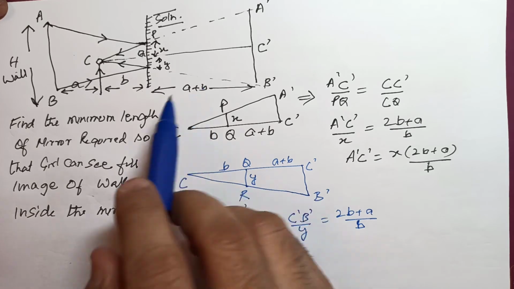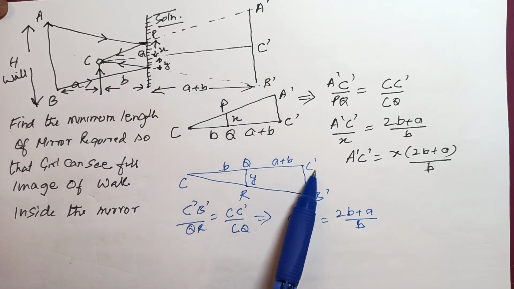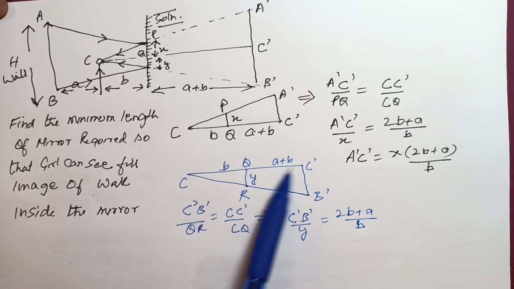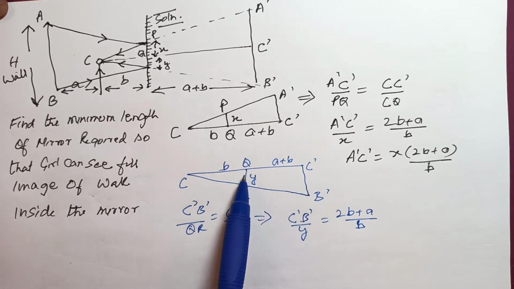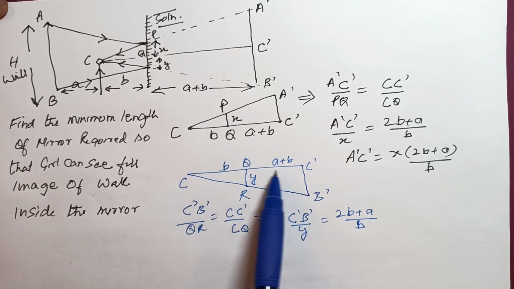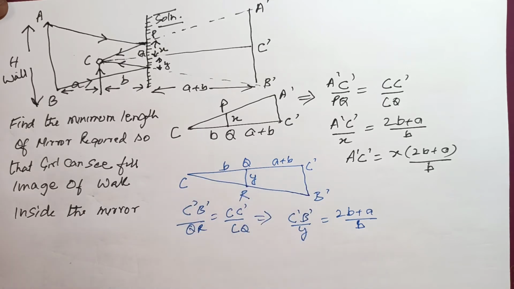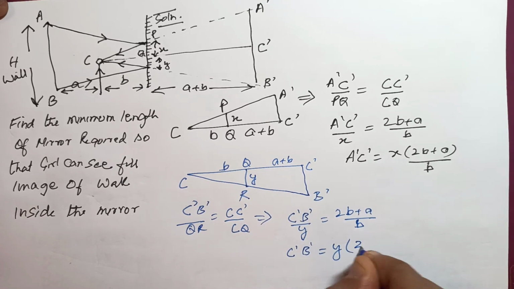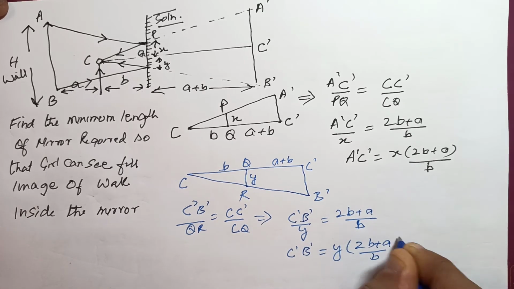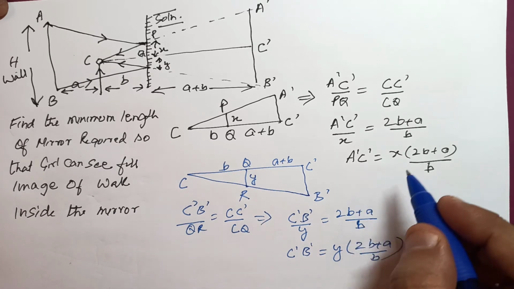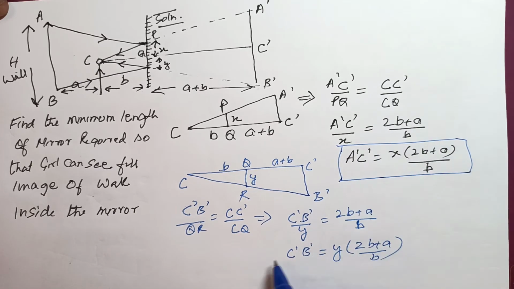Okay, how I am doing this is, remember, this triangle, the bigger one and the smaller one are similar, so the ratio of the corresponding sides, this side by this side, should be equal to this whole plus this. Okay, and that is what I have done. Or I can say c dash b dash is equal to y times 2b plus a by b. Okay, and here we found out this, and here we found out this.